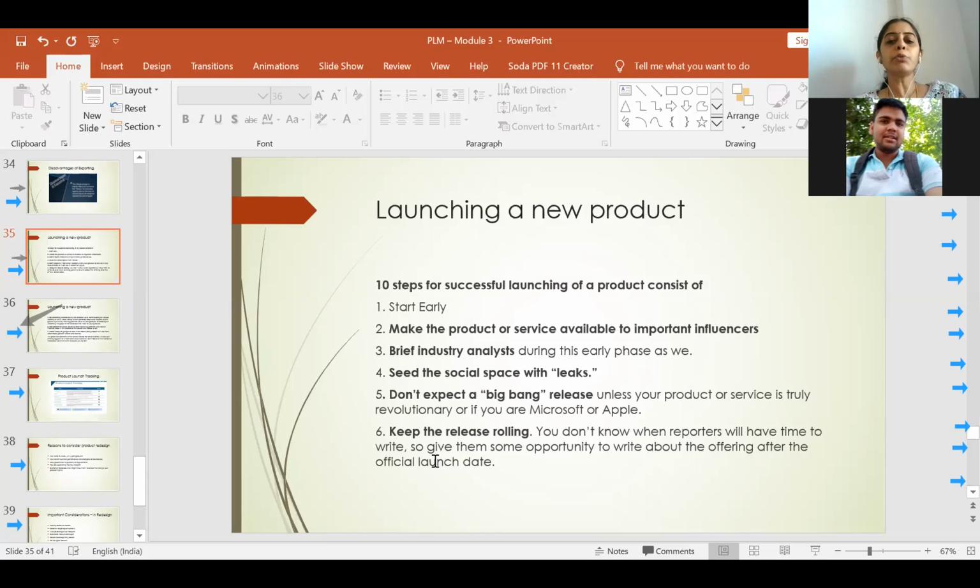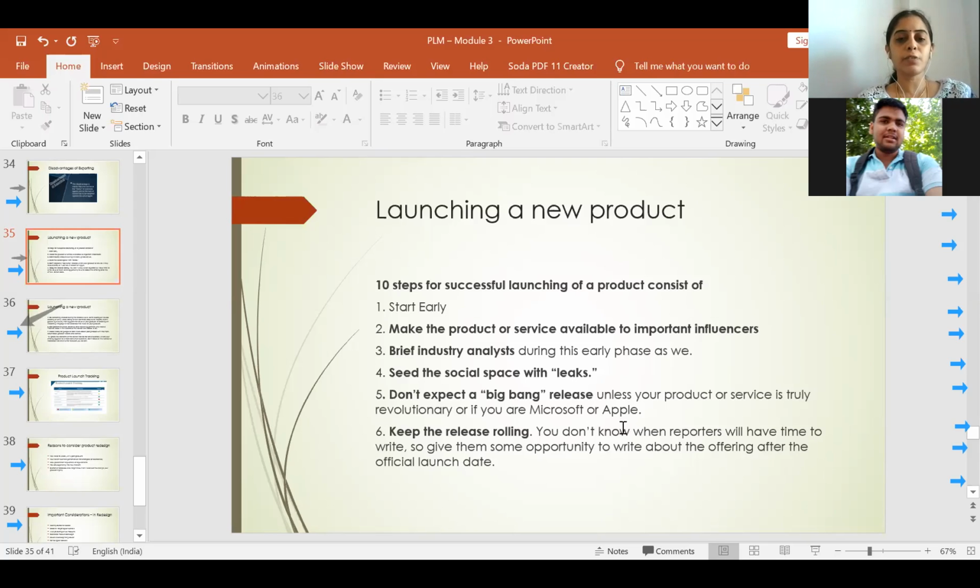Keep the release rolling. You don't know when reporters will have time to write, so give them an opportunity to write about the offering after the official launch date. So you have to keep releasing the product on a rolling basis, so that information related to your product will come in news channels as well as newsletters wherever applicable.